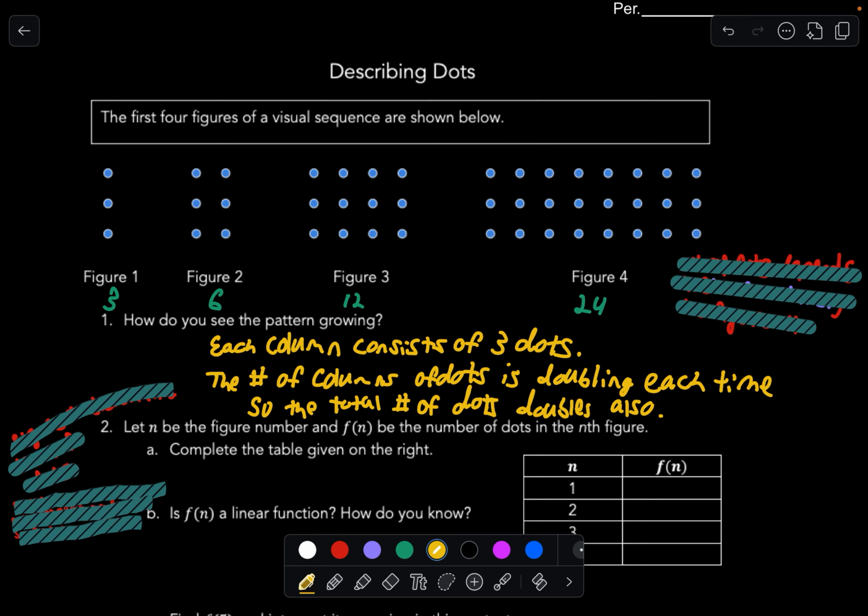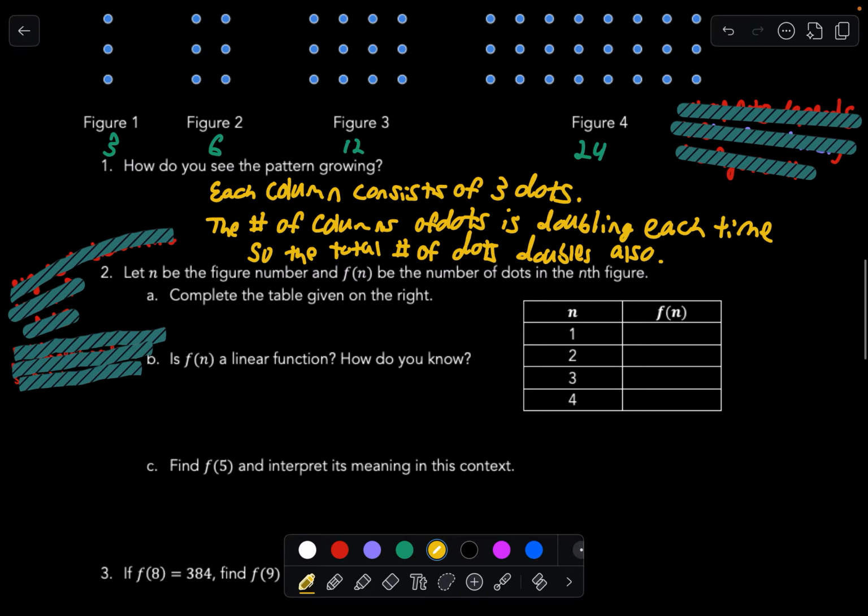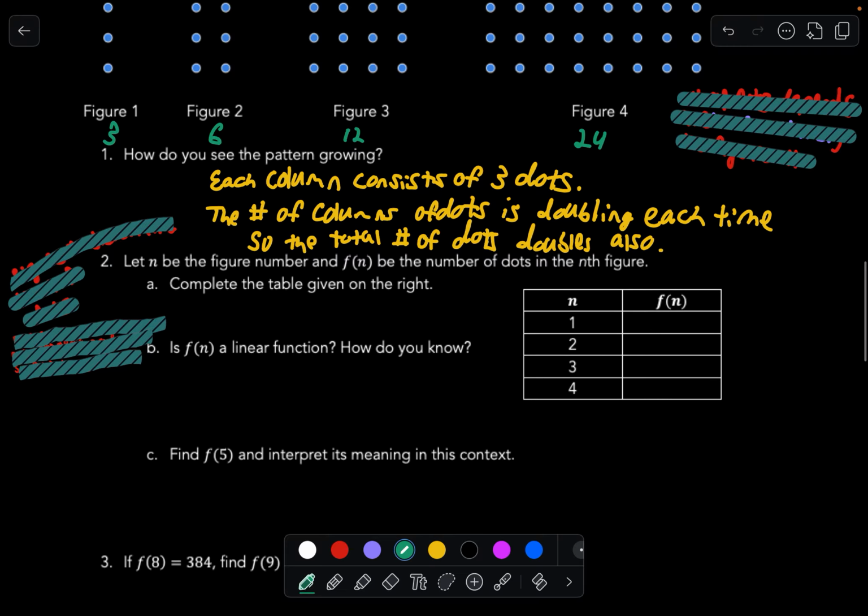Now it says complete the table given on the right. So when n equals 1, there were 3 dots. When n equals 2, there were 6 dots. When n equals 3, there are 12 dots. And when n equals 4, there are 24 dots. And if you want to keep going, 5 would be 48 dots, 6, 96 dots, because we're just doubling each time.